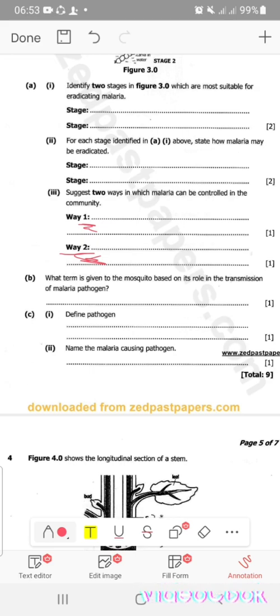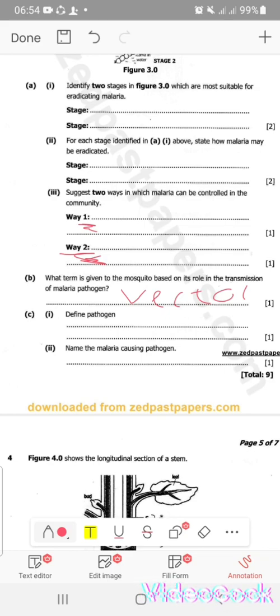What term is given to the mosquito based on its role in the transmission of malaria pathogen? Now, an organism which transmits pathogens is called a vector. So even the mosquito will be called a vector. Okay, even a mosquito will be called a vector. So that's a vector. So a mosquito is a vector because it transmits malaria pathogen from one organism to another.